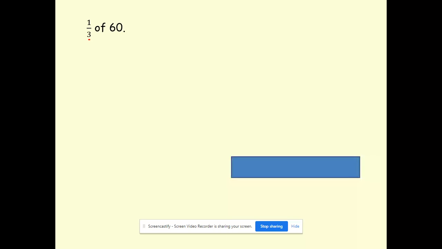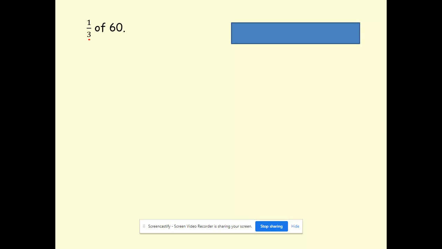Let's try another one. This time I'm looking at 1/3 of 60. So start with your bar model again. How many parts are we splitting it into? 3 parts, because the denominator is saying that the shape is split into 3 parts. So let's split this into 3 equal parts.